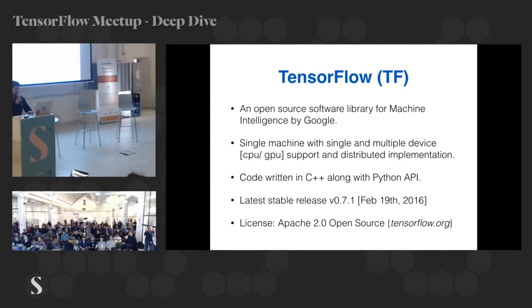So TensorFlow is, as we all know, an open source software library by Google. It runs on both a single machine and a distributed implementation. That's what the paper says. And with multiple devices like CPU or GPU. The code itself is written in C++ with Python API wrappers around it. The latest stable release is 0.7.1, which was released around 10 days back. The license is Apache 2 open source, and the website is tensorflow.org.